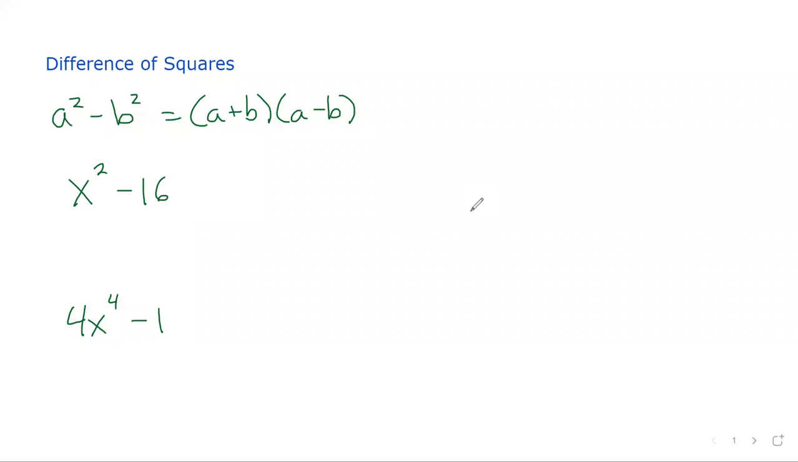This video is going to be about difference and sum of cubes and the formats for factoring those, but it's good to start with a review of the difference of squares format. It's a good warm-up and kind of the same idea.